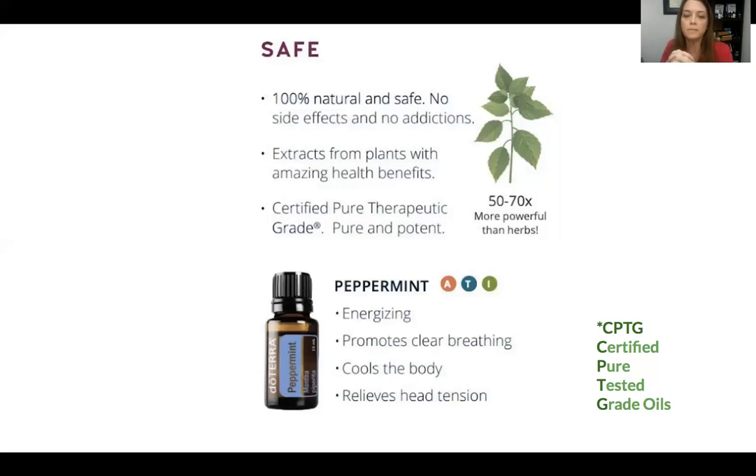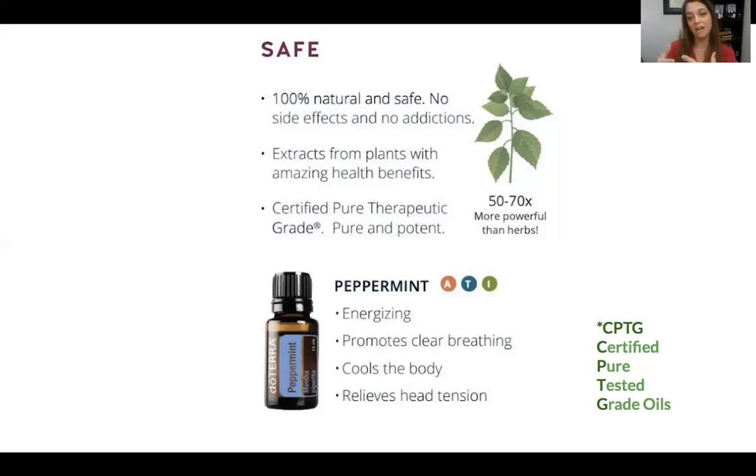When we look at peppermint, I'm going to touch on essential oils and what their main uses are, but they are so versatile. Peppermint is one of the most versatile oils. You can use it to give yourself some energy. I like using it at the end of a workday before I go home and get into my mom mode.